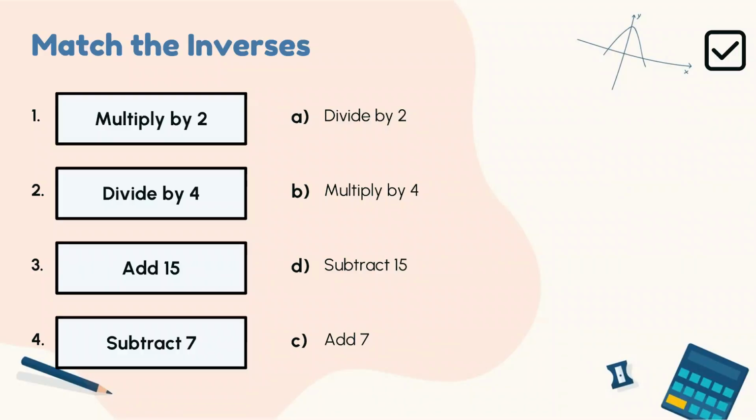Let's check the answers. The inverse of multiply by 2 is divide by 2. The inverse of divide by 4 is multiply by 4. The inverse of add 15 is subtract 15. The inverse of subtract 7 is add 7. This is the key idea behind solving equations. We undo whatever has been done to the variable.